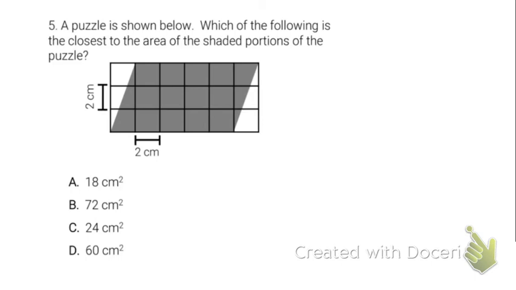Okay, a puzzle is shown below. Which of the following is the closest to the area of the shaded portions of the puzzle? All right, so remember, this is a parallelogram. And the area of a parallelogram is base times height. Now, remember, I'm not looking for the base of the whole rectangle here. Don't make the mistake of measuring from the corner to the corner because that's not the whole length. So the base of this actual parallelogram is only across here. It stops right there. So it's 1, 2, 3, 4, 5. My height is 1, 2, 3. 5 times 3 is 15.